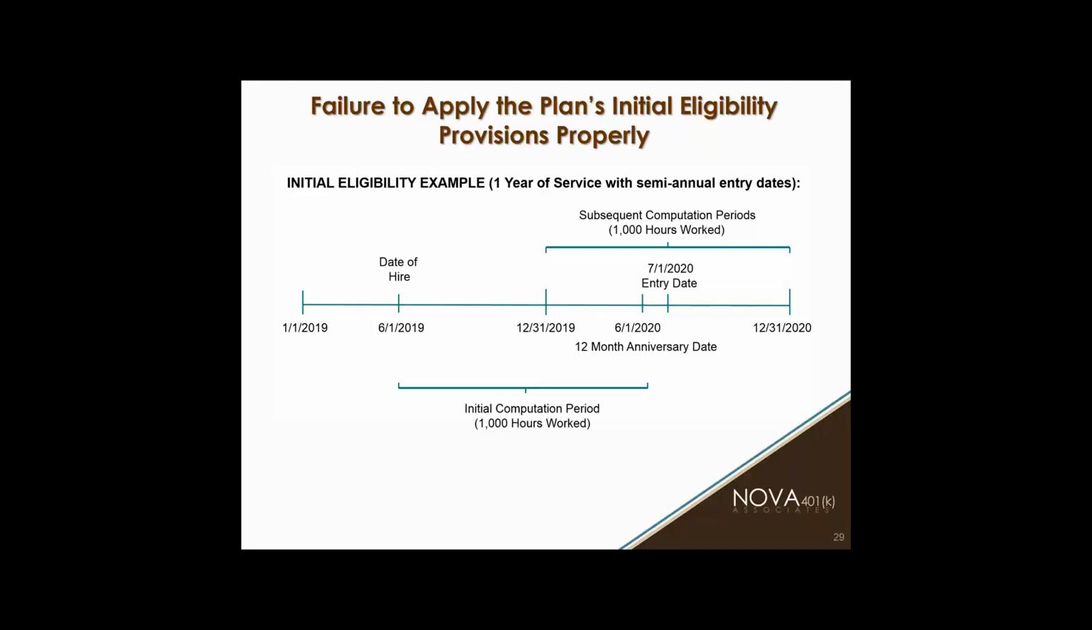That makes it easier to track, right? You can imagine if you had 100 employees and you had to track all these oddball periods and figure out the hours on into the future. It would be almost impossible. So the second computation period for somebody that doesn't work 1,000 hours in the first one becomes the calendar year.